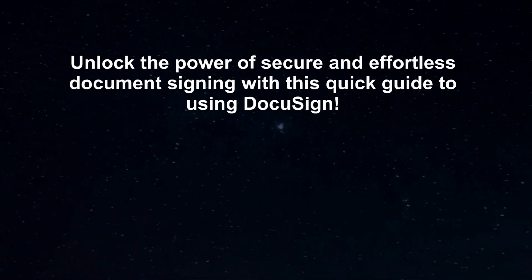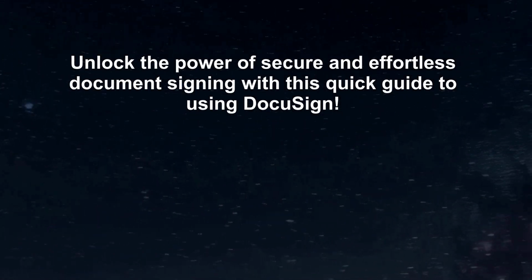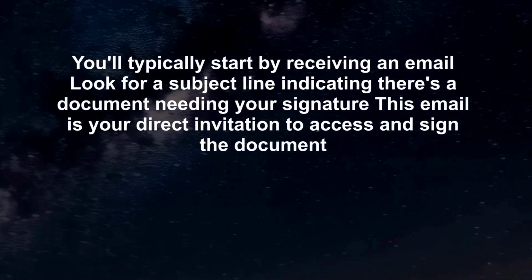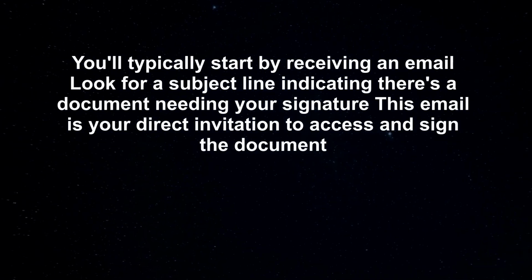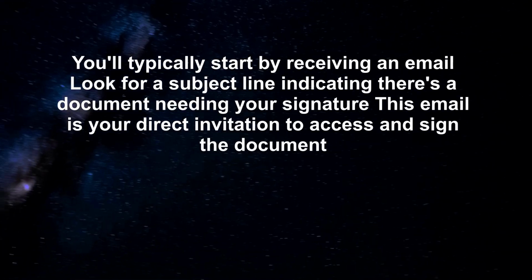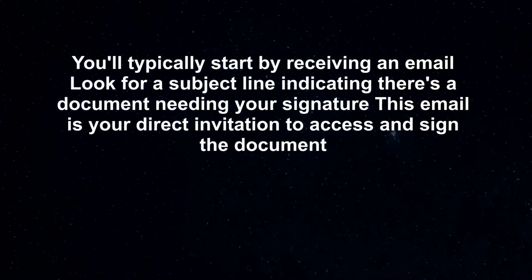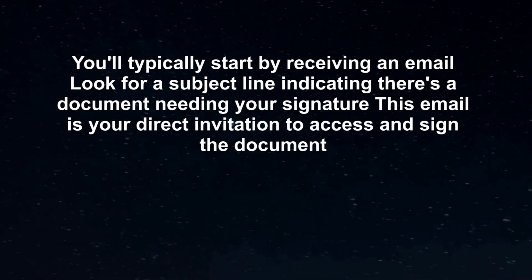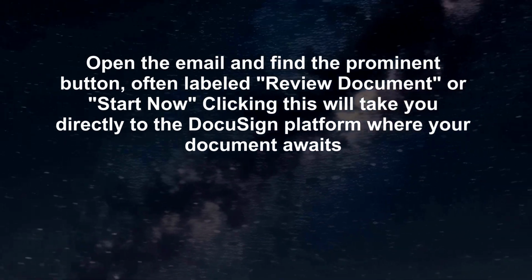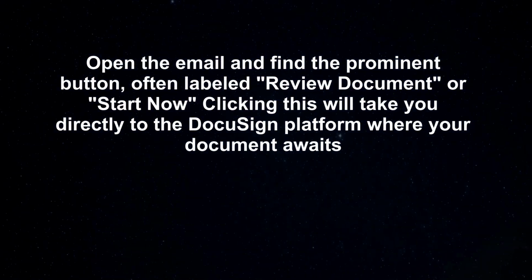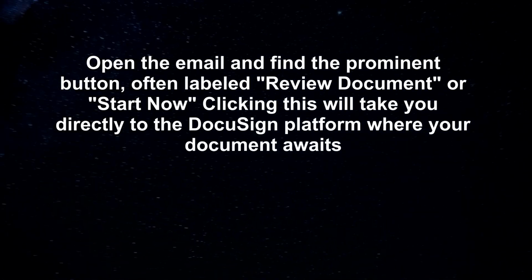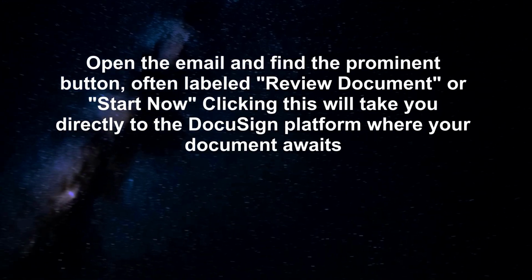Unlock the power of secure and effortless document signing with this quick guide to using DocuSign. You'll typically start by receiving an email. Look for a subject line indicating there's a document needing your signature. This email is your direct invitation to access and sign the document. Open the email and find the prominent button, often labeled Review Document or Start Now. Clicking this will take you directly to the DocuSign platform where your document awaits.